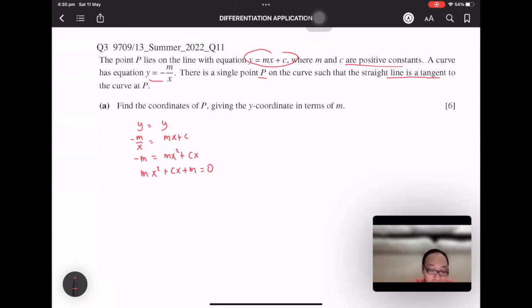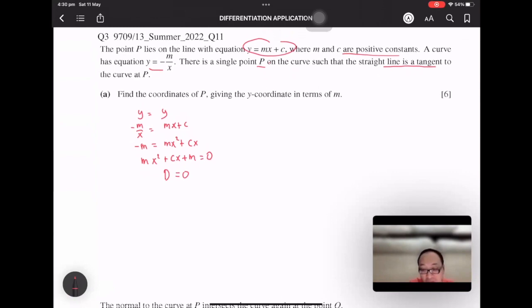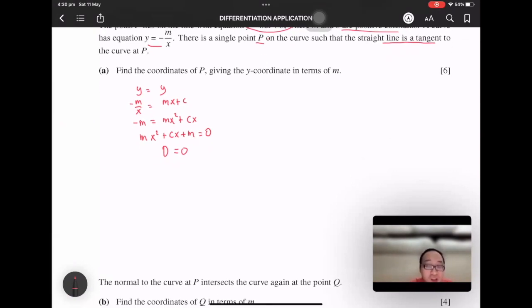Since the line is a tangent to the curve, we can see the relationship from the discriminant. The discriminant should be equal to 0 for the quadratic equation to have the line as the tangent. So this will be a, this will be b, and this will be c. So b squared minus 4ac equals 0. So b is c squared, minus 4a is m, and c is m, equals 0.